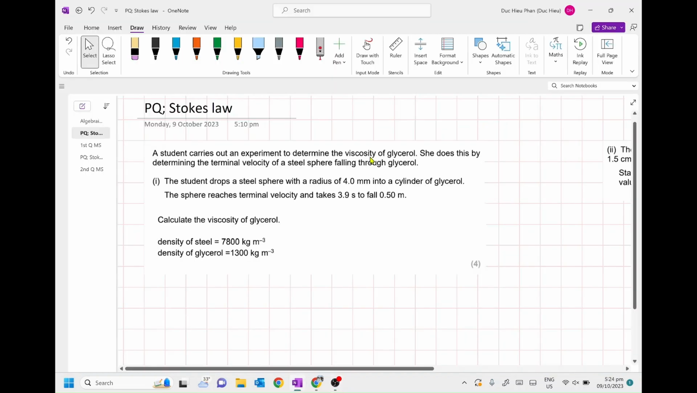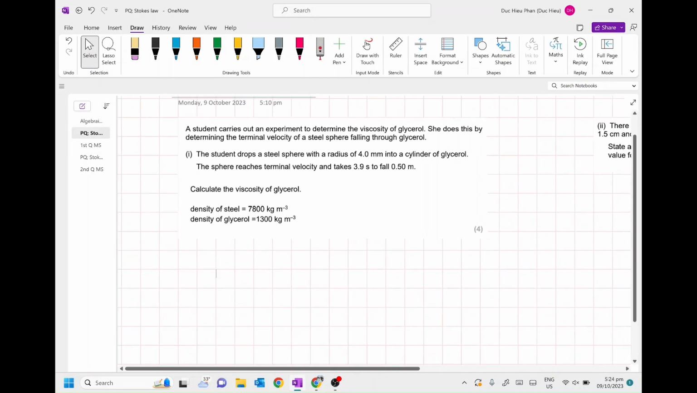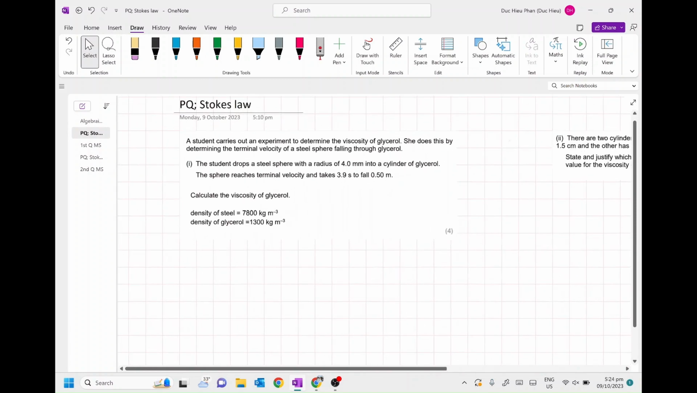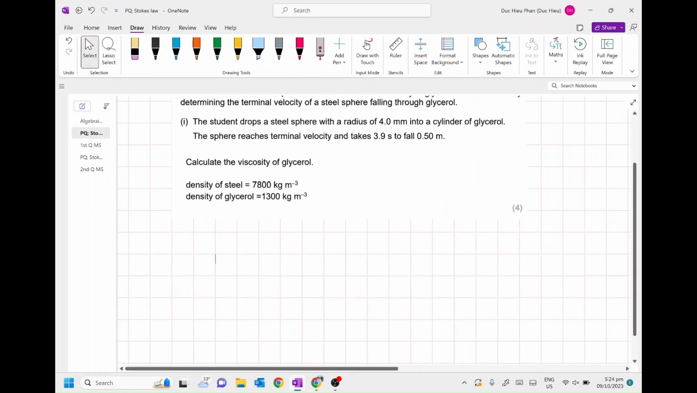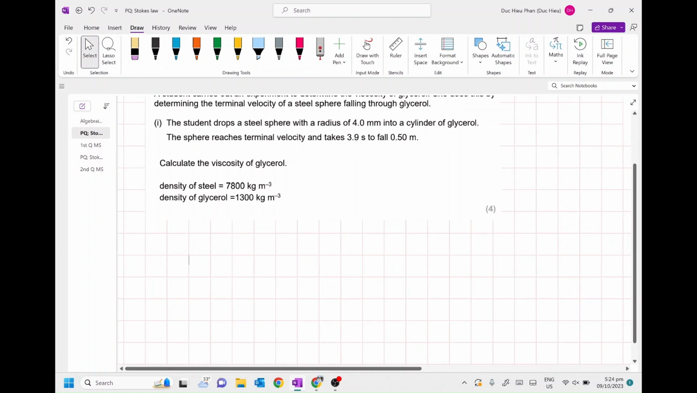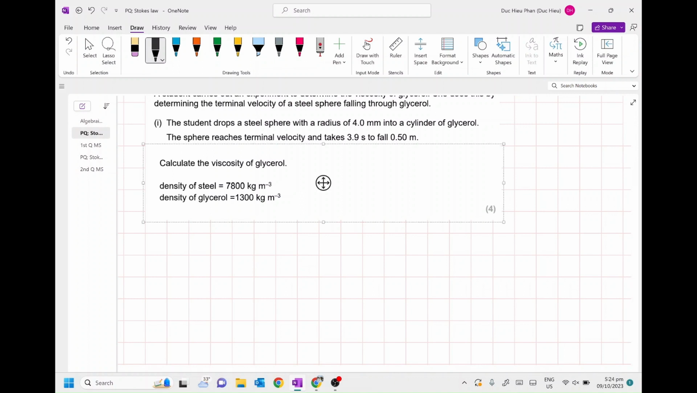Hello everyone. We're going to be doing questions on Stokes' law. In this experiment, we're trying to find the viscosity of glycerol when dropping a metal sphere down a cylinder of glycerol. It has radius 4 millimeters, and it reaches terminal velocity and takes 3.9 seconds to fall half a meter. So we're trying to find the viscosity of glycerol, and we're going to be using mainly two equations.